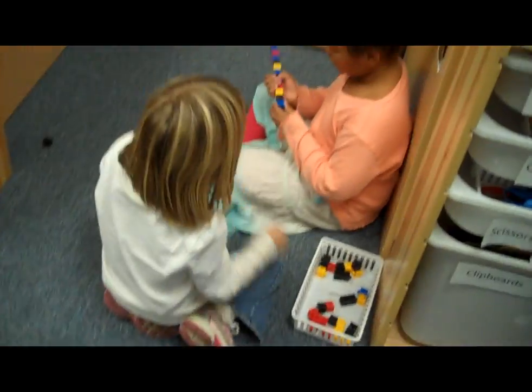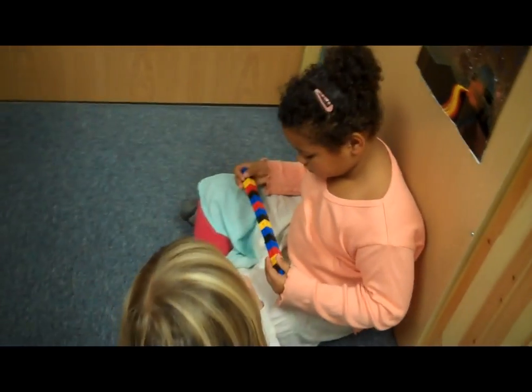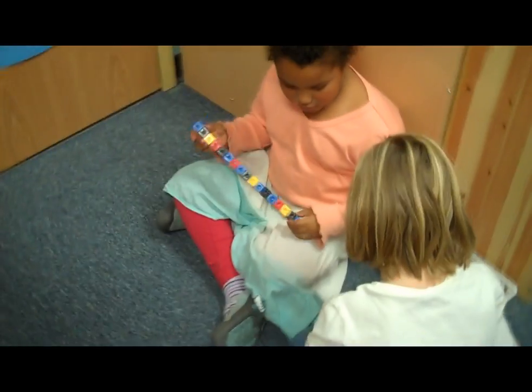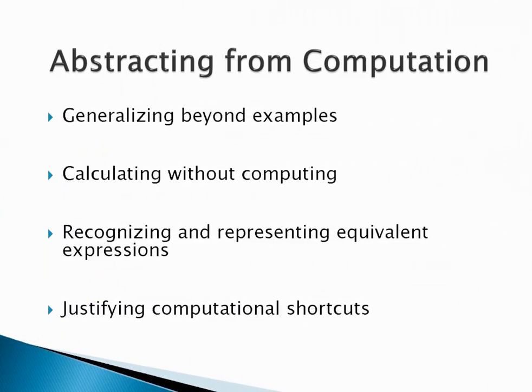Having students describe rules for patterns and predict future values of the pattern is an important step in helping students to develop readiness for algebraic thinking in future grades. A third algebraic habit of mind is abstracting from computation. This includes students' abilities to generalize beyond examples, calculate without computing, recognize and represent equivalent expressions, and justify computational shortcuts. Driscoll has described this as the capacity to think about computations independently of the particular numbers used. Many of the properties used in symbolic algebra, such as the commutative property, the associative property, and the distributive property, can and should be developed as students learn about numbers.